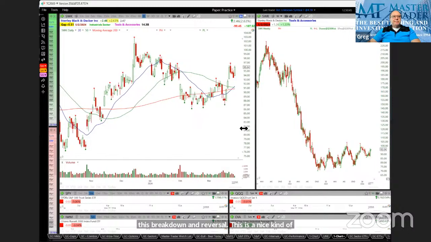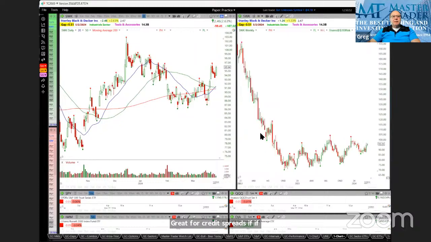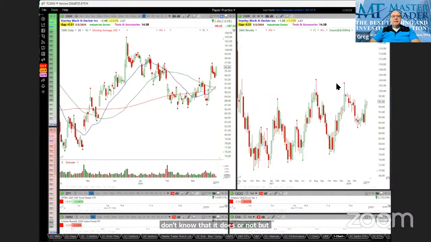It'd be great for credit spreads if it had premium, but I don't know that it does or not. It's got some resistance here, but we'll look at other stuff.